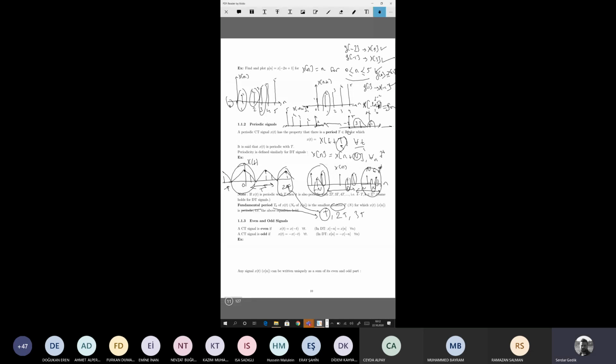Well, the next idea is even and odd signals. The definitions are quite easy. A continuous time signal is even if it satisfies this property: x of t is equal to x of minus t. It is odd if x of t is equal to minus x of minus t. So let's see an example.